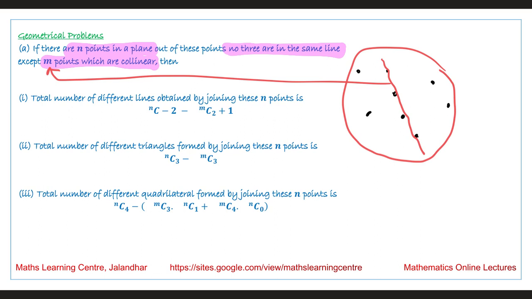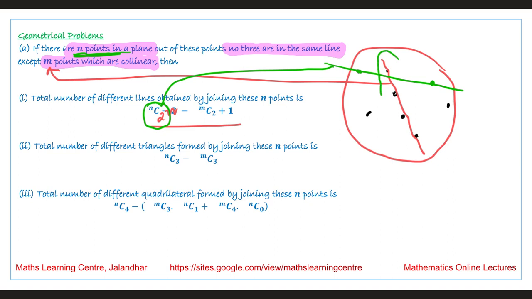So the total number of different lines obtained by joining these n points, the formula we have, is nC2 minus mC2 plus 1. How we are getting this formula is, we have a total number of n points. If we have to make a line, suppose I am talking about these 2 points, it means I am choosing 2 points. So out of these n points, in how many ways can I choose 2 points? It is nC2 ways. Now we are saying that these m points are collinear.